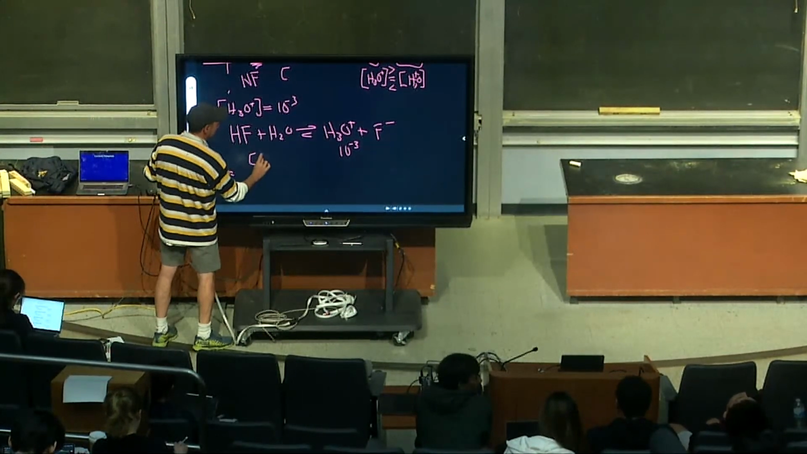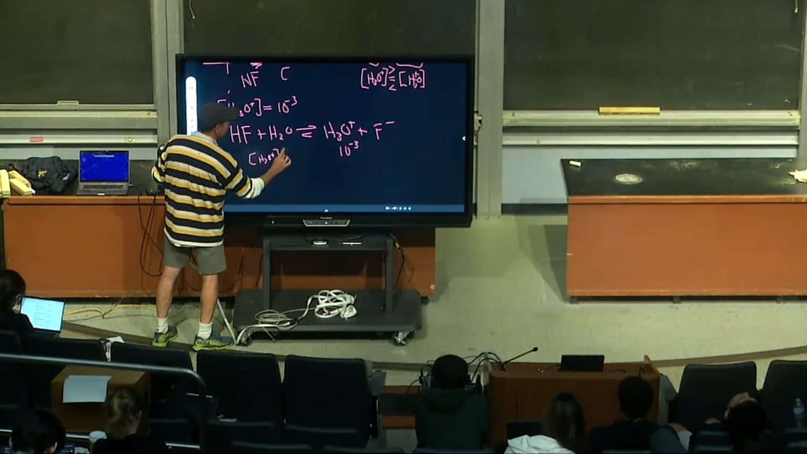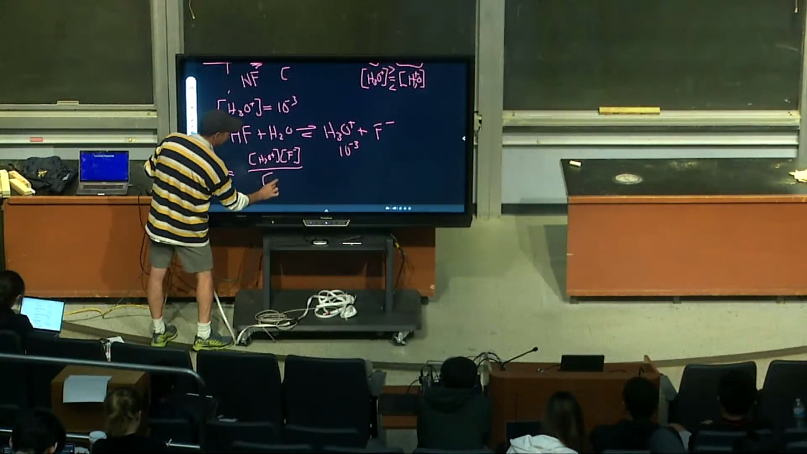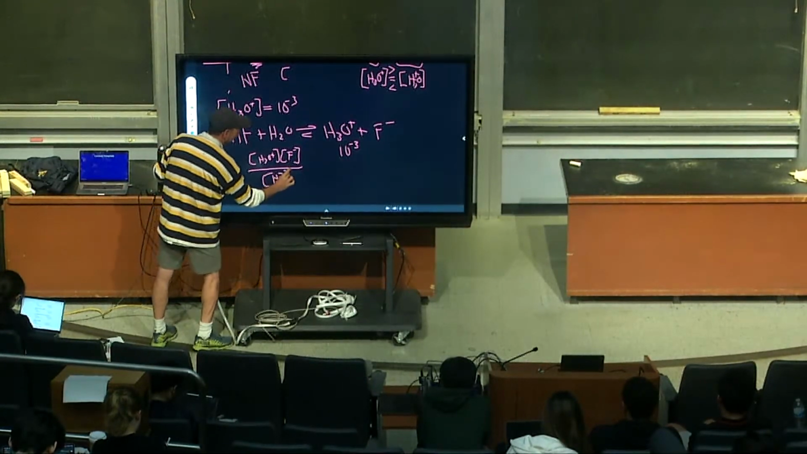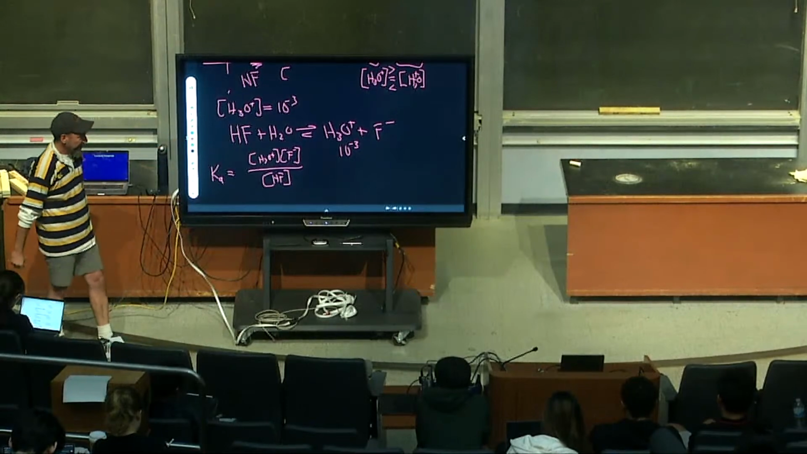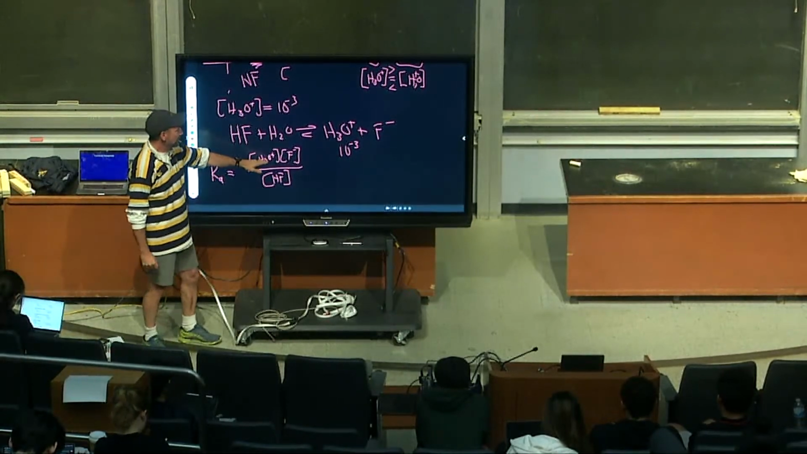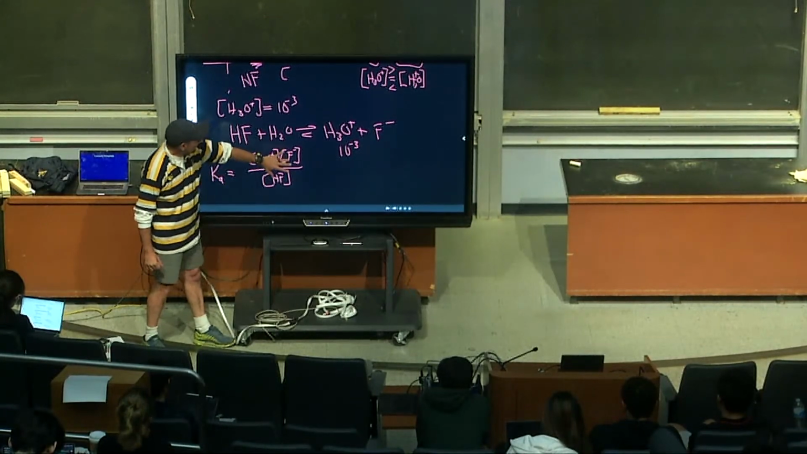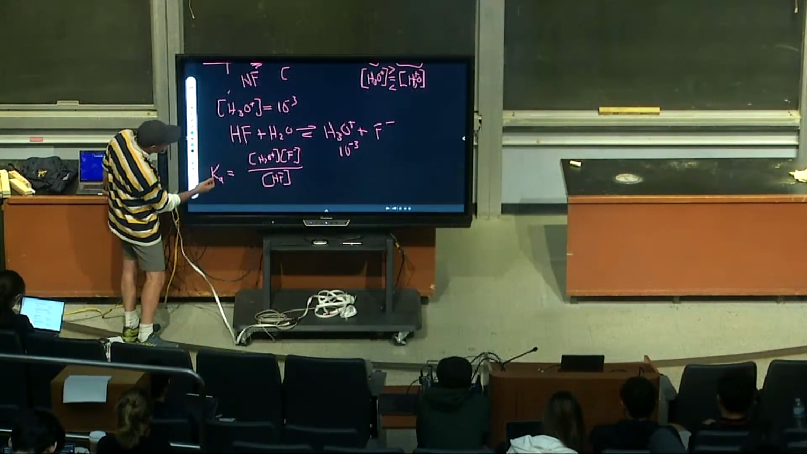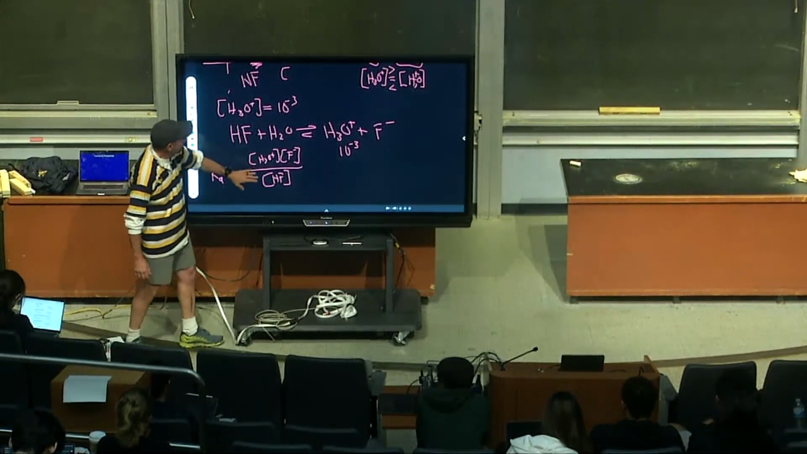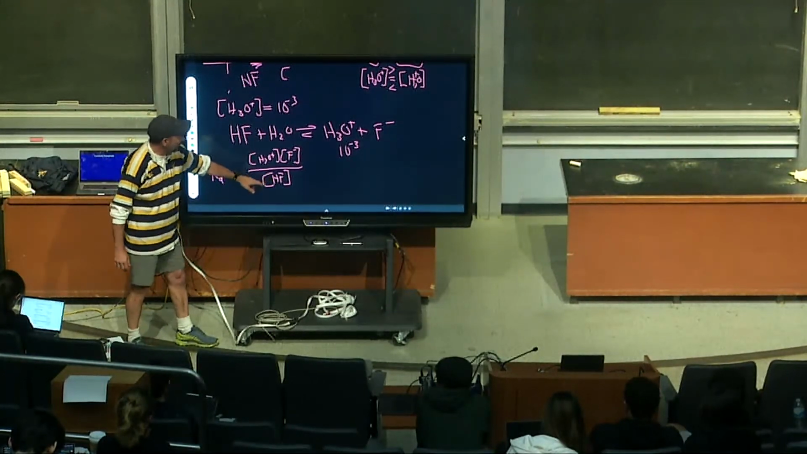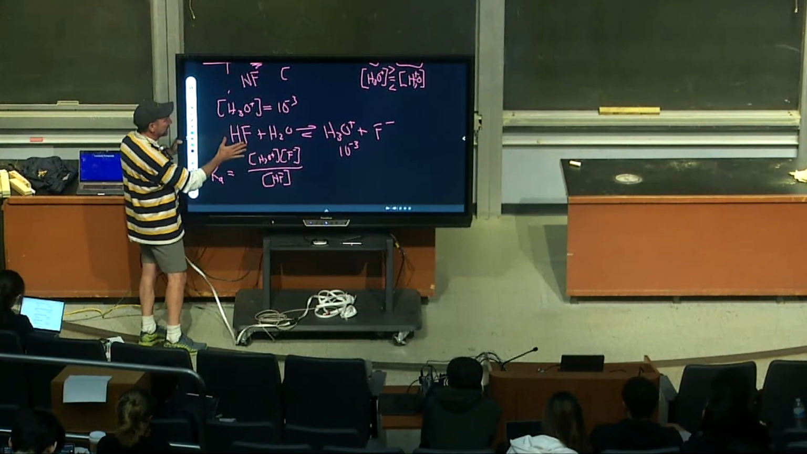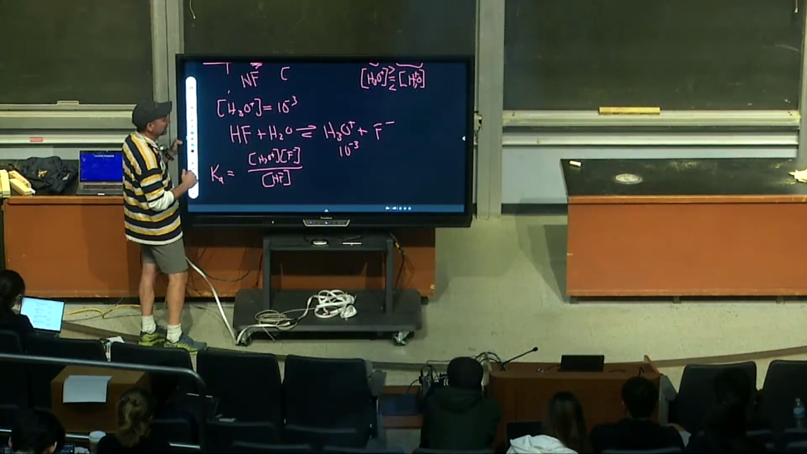products, H3O plus F minus, over HF. You know one of those, and you can lock together the other two and set it equal to K and figure out what you had to go to get there. Several steps, but I'm going to save them for you because I wouldn't ask you to do that.